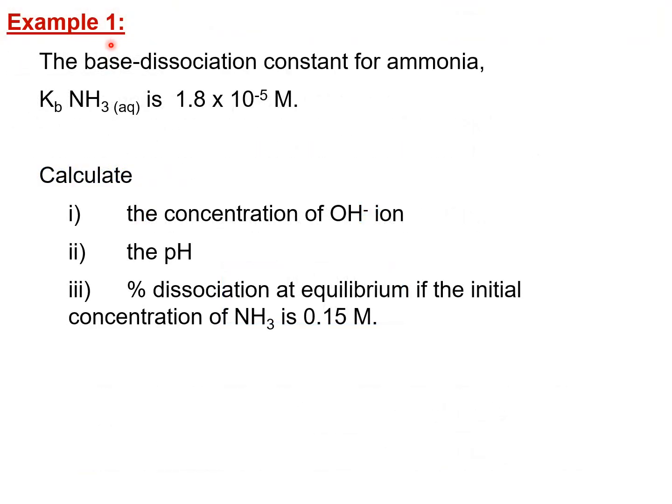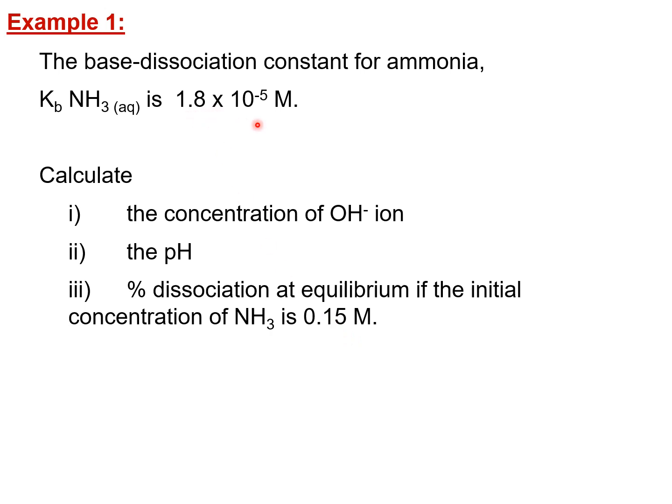So let's look at this example. It tells us the base dissociation constant for ammonia, Kb. Kb is the base dissociation constant. Ammonia is NH3. Okay, Kb for NH3 is 1.8 times 10 to the power of negative 5 molar. First, it asks you to calculate the concentration of OH minus ion. Next, it asks you to find the pH. And the third one, it asks you to find the percentage dissociation at equilibrium if the initial concentration of NH3 is 0.15 molar.